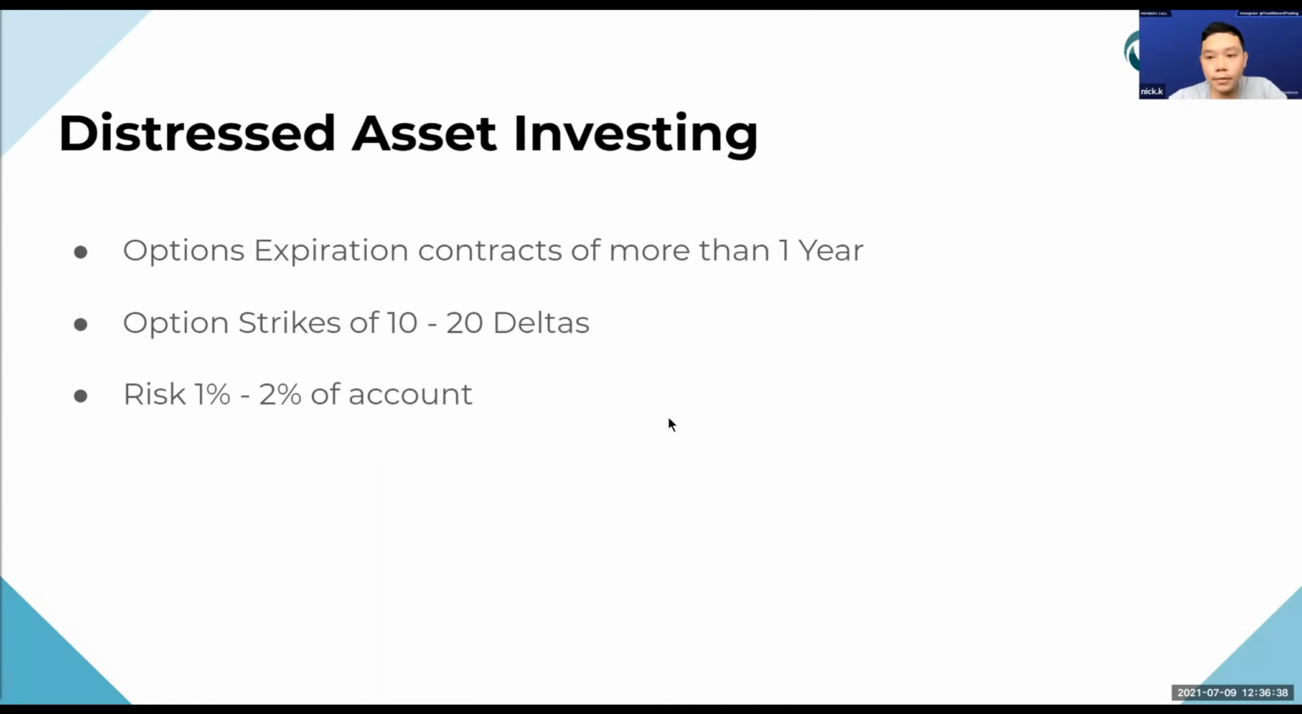So for this, we tend to risk 1 to 2% of the account. It's more risky, more speculative, and hence the risk exposure is slightly lower. And also this is excluding your physical underlying of the stock, right? So for distressed asset investing, we tend to just do the options first, right? And then if things start to turn around, then we will scale into the physical stock.